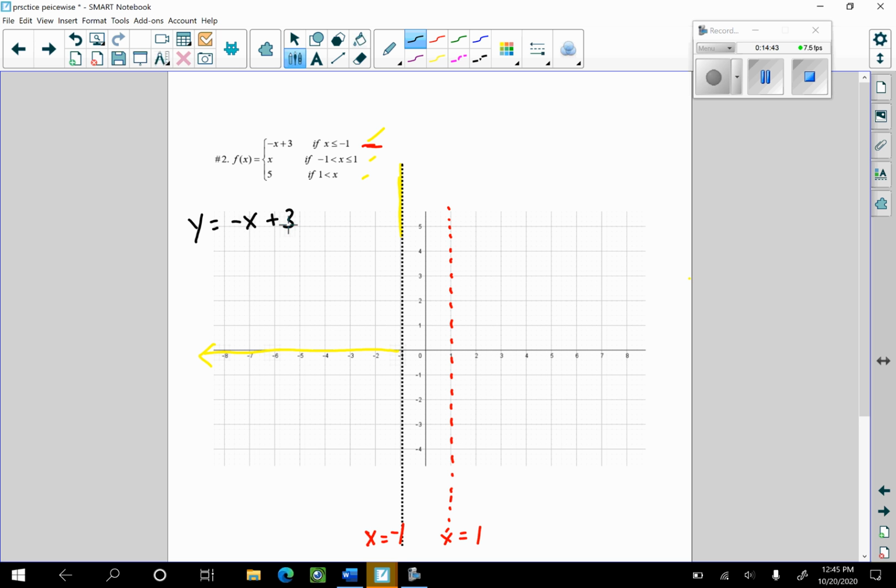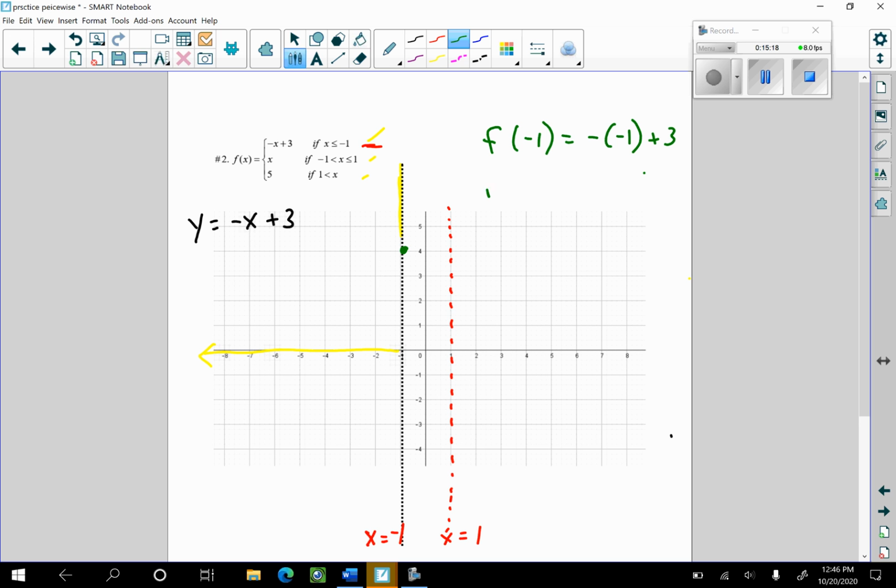The slope is going to be negative, so this line is going to go downhill. So let's find 2 points on that line. Let's find f of -1. So f of negative 1 is going to be negative negative 1 plus 3. That's going to be 4. So I'm going to put a closed circle here because it is actually equal to negative 1. I'm going to find one more point.